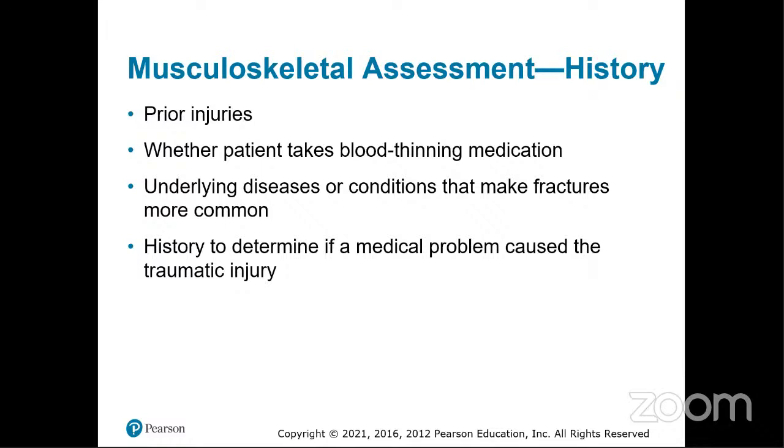History to determine if the medical problem caused the traumatic injury. So did you have a stroke and that's why you wrecked your car? Did you have a heart attack? Whatever, was there a medical reason that caused the trauma? Don't get tunnel vision on that one.